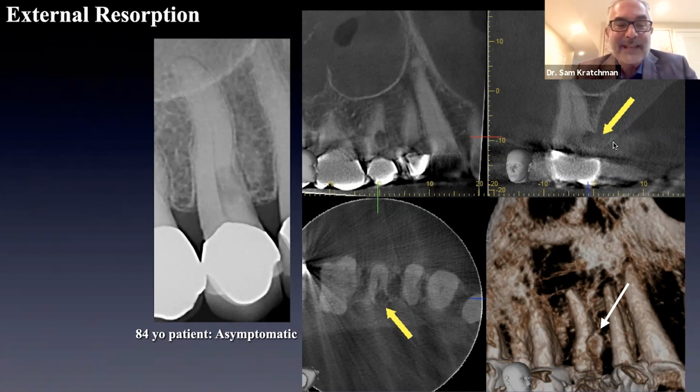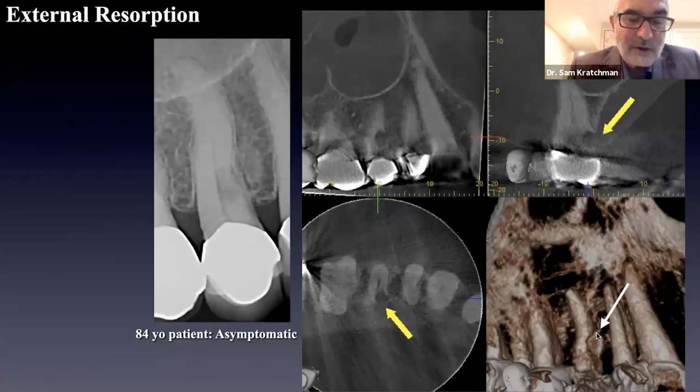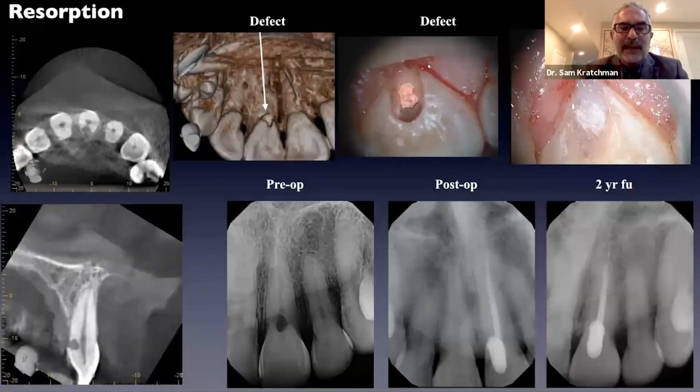pulp. A case like this on an 84-year-old patient, asymptomatic, and a very difficult area to reach on the palatal aspect, or wrapping around here to the side of the root and palatally. It's very difficult to reach surgically. So I'm going to watch and wait here. And I tell the patient, if it becomes symptomatic, please call me immediately.